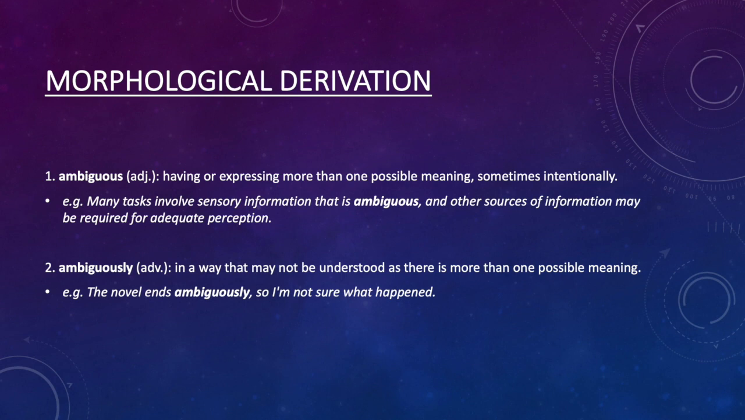Let's take a look at some morphological derivations for the word ambiguity. First of all, we have an adjective, ambiguous, which means having or expressing more than one possible meaning, sometimes intentionally. Secondly, we have an adverb, which is derived from the adjective above, ambiguously, which means in a way that may not be understood, as there is more than one possible meaning.